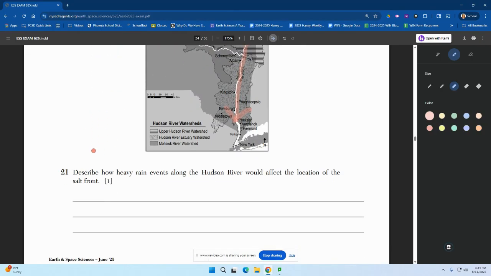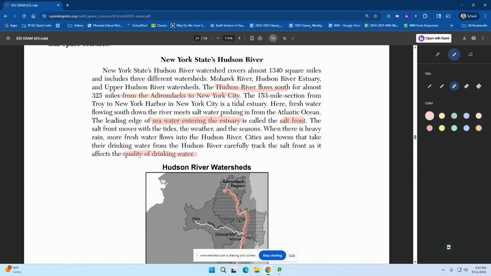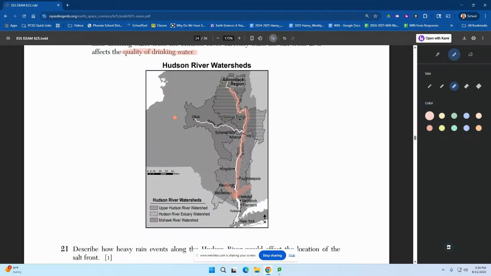Okay, our question says, describe how heavy rain events along the Hudson River would affect the location of the salt front. Okay, so I have to think about what would be happening if I had heavy rain. So we know that if we have heavy rain, it's going to run into that river, and they told us the river flows south. So as the rain occurs, more rain is going to cause more discharge, so more water in the river. It might make it speed up and move a little bit faster, and so that is going to cause a greater flow towards the south.